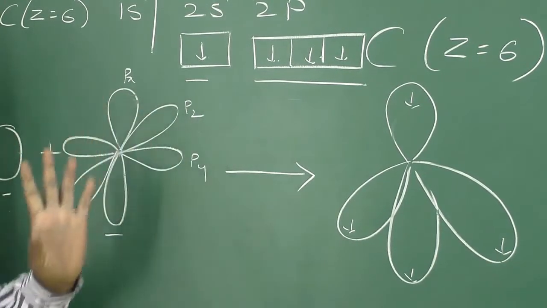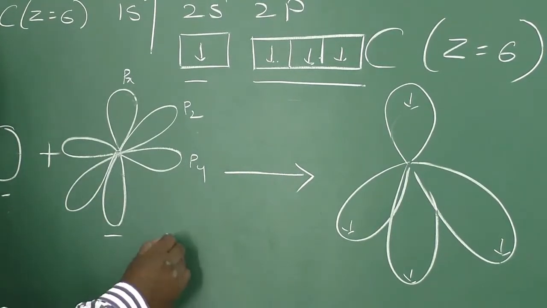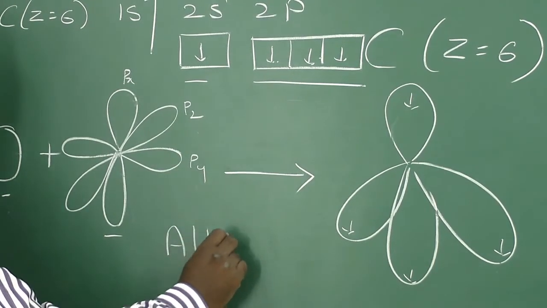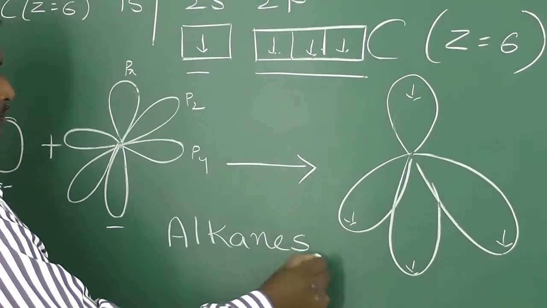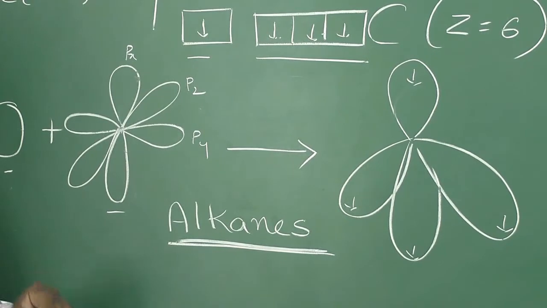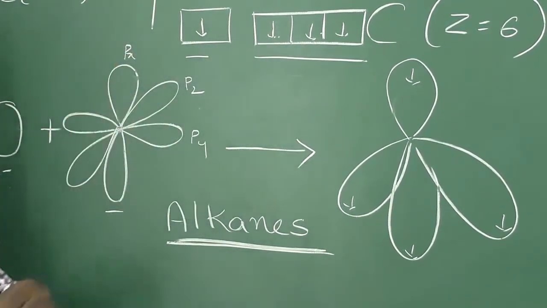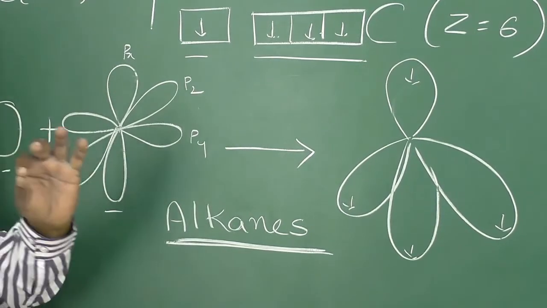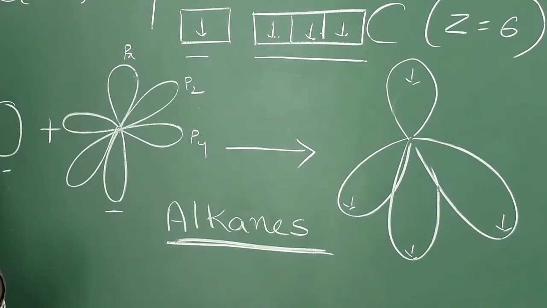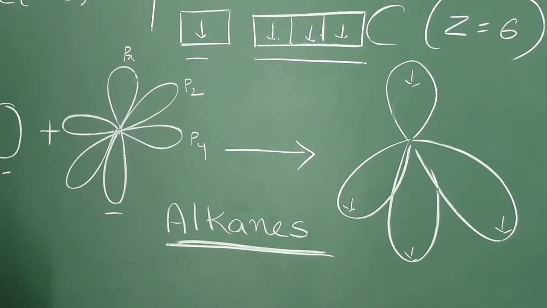And that category of compounds in which carbon is in sp3 hybridization is said to be alkanes. Alkanes are the compounds in which all carbon atoms are in sp3 hybridization. Such compounds are called alkanes.